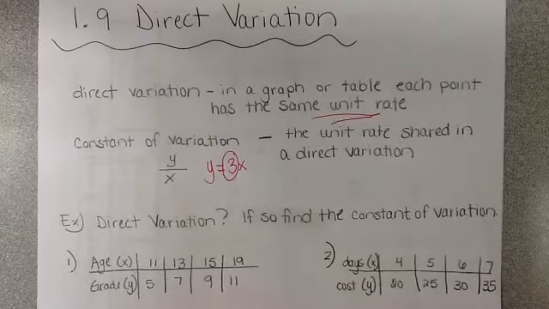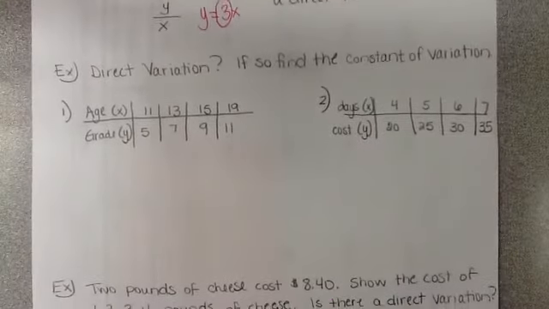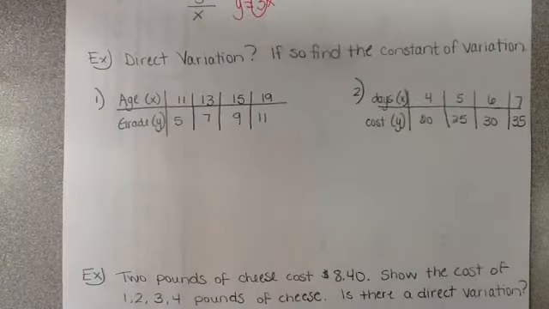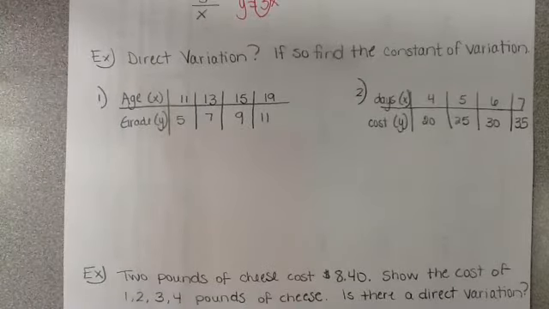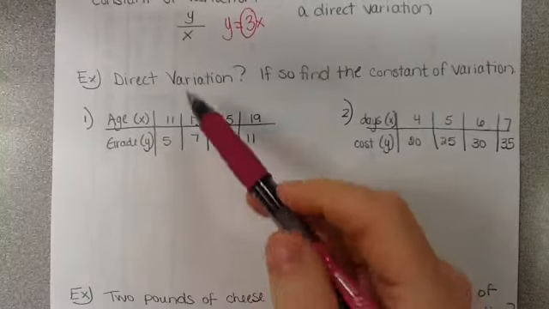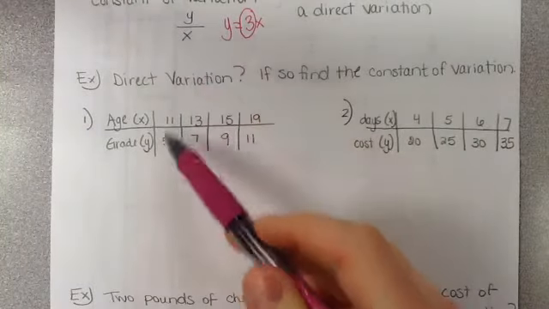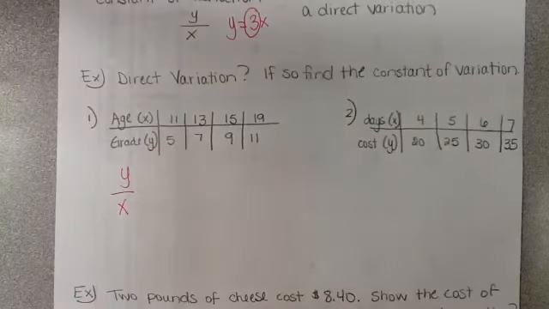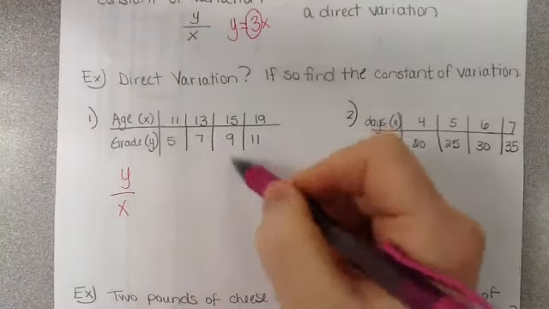Okay? So let's take a look at two tables. We want to decide if this is a direct variation or not. So again, using our rise over run, or our slope, we're going to do y divided by x, just like we did for slope. The rise over the run. And we're going to see if they are the same for all of these points.